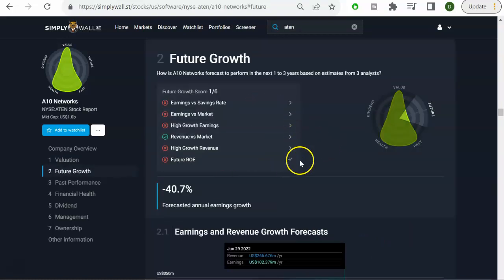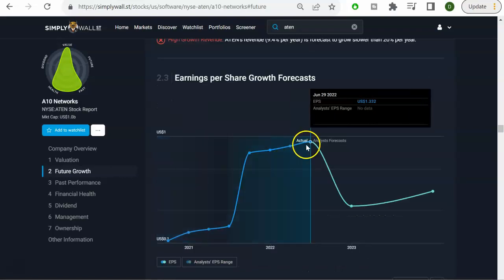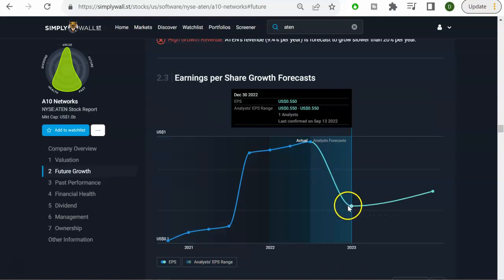Future growth doesn't look so good. 1 out of 6. There's the growth there. And there's the company versus the industry. That's not good. That bodes well for my short. Earnings per share growth forecast. Look at that, that's not supposed to do that.